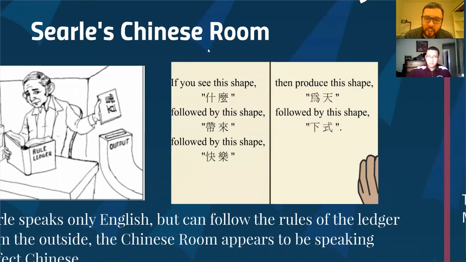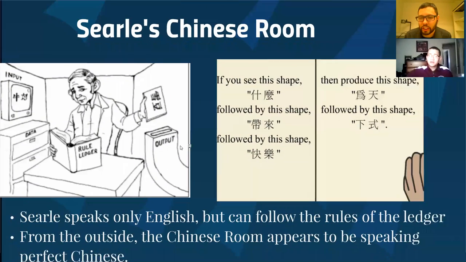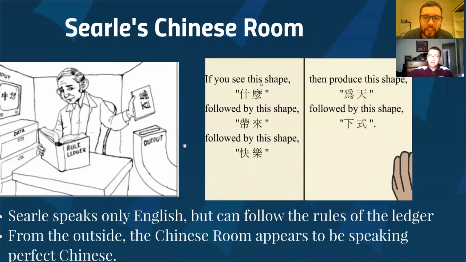Searle says, the only thing that I understand is English. I don't understand Chinese at all. And following these rules doesn't help me understand Chinese any better. All I'm doing is matching shapes to other shapes, but they might as well be meaningless squiggles and squoggles, he says.